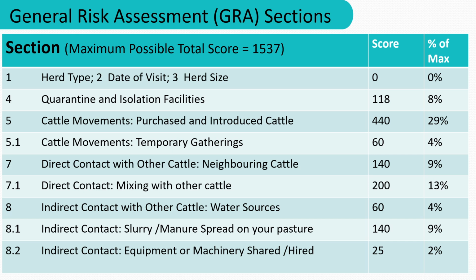These are the section scores for the general risk assessment. This is a risk score, so high is bad, low is good. The percentages shown are the maximum possible for each section. Quarantine, cattle movements, and direct contact account for over 50% of the risk score. But even if cattle are introduced, the risk score can be drastically reduced by taking appropriate biosecurity measures.